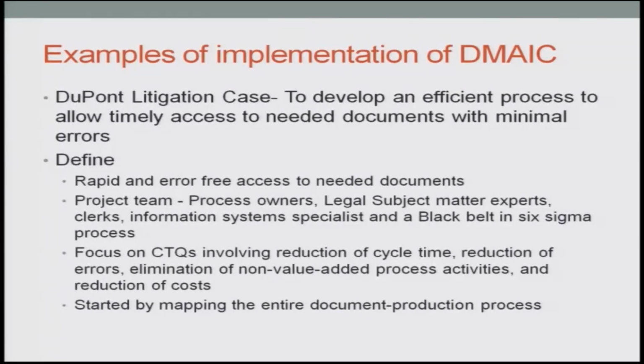So, an example of implementation of the DMAIC stage would be the DuPont litigation case, where the aim was to develop an efficient process to allow timely access to needed documents with minimal error. So, basically it was to define rapid and error free access to needed documents. The project teams had the process owners, legal subject matter experts, and information system specialists, and the focus was on reduction of cycle time, reduction of errors, elimination of non-value added process activities and reduction of costs. The team started by mapping the entire document production process.